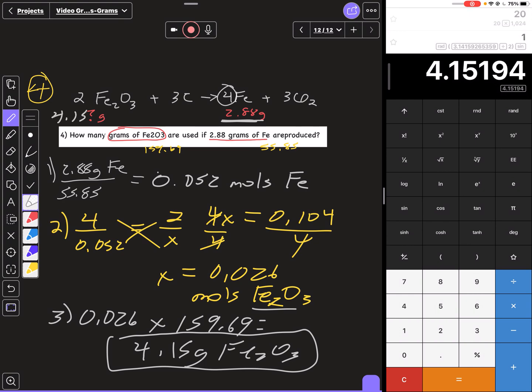So if somebody told me, hey, I need you to produce 2.88 grams of iron with a reaction, well, I could start with 4.15 grams of Fe2O3 and I should get 2.88 grams. But that's theoretically. It never goes like that in the lab. We'll talk about that later on.